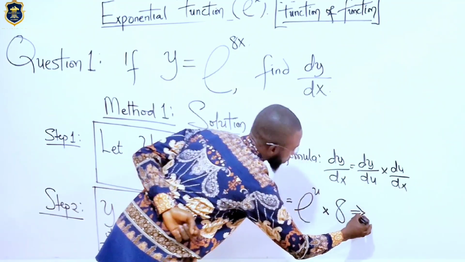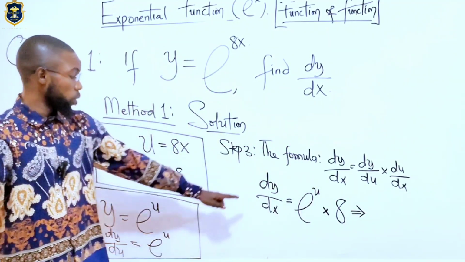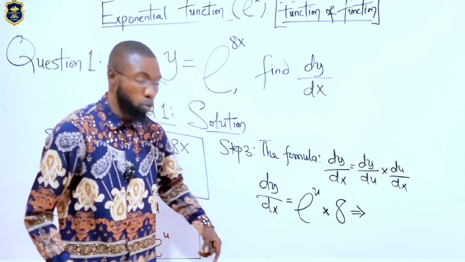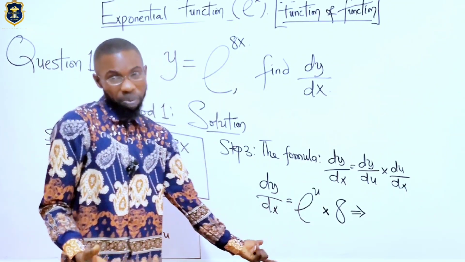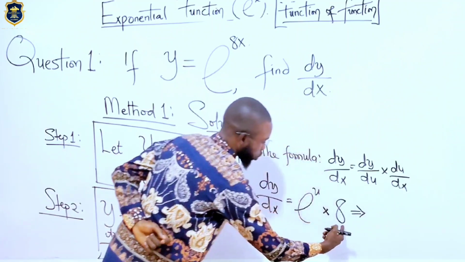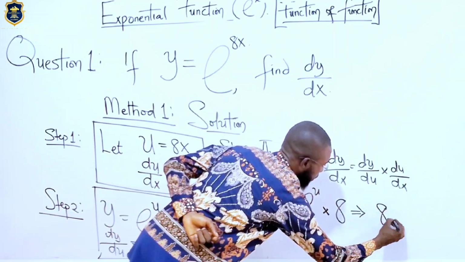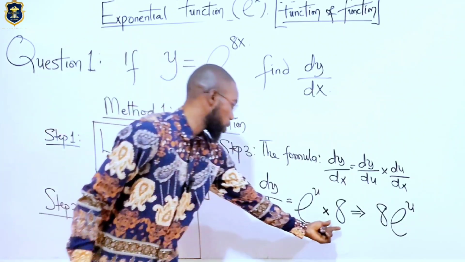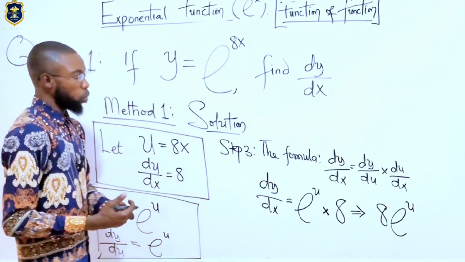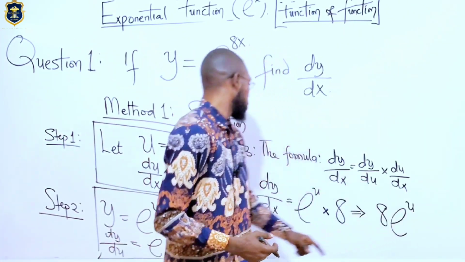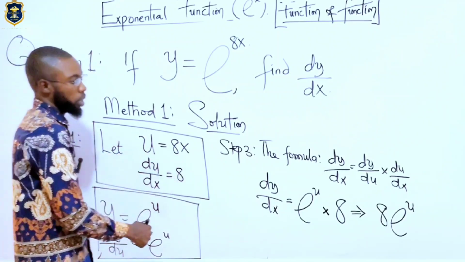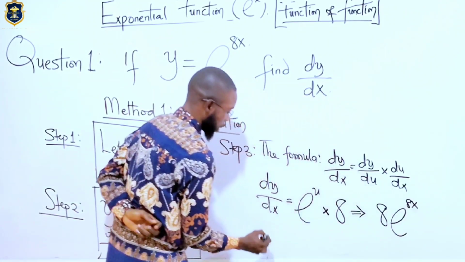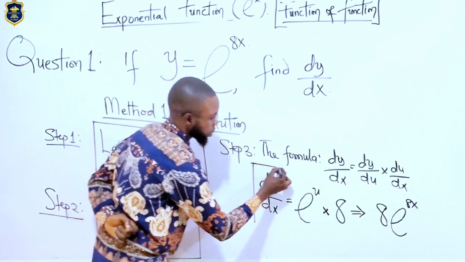That's our answer. But then let's replace u, because we are looking for the derivative in x, not in u. So we just replace it and rearrange it. Let's bring this 8 first. It becomes 8 e raised to power u. I just brought this 8 back so it can be arranged. But watch now, u has a value. The value of u is 8x. So I can remove this and put 8x. That's the answer for dy over dx.